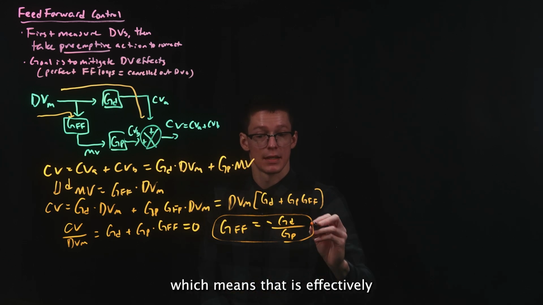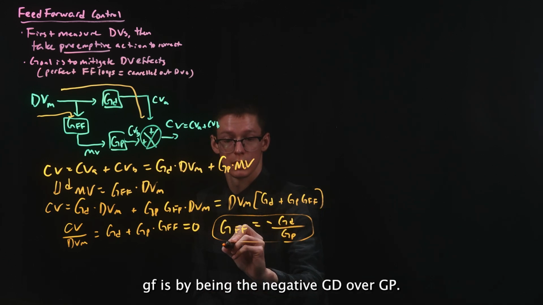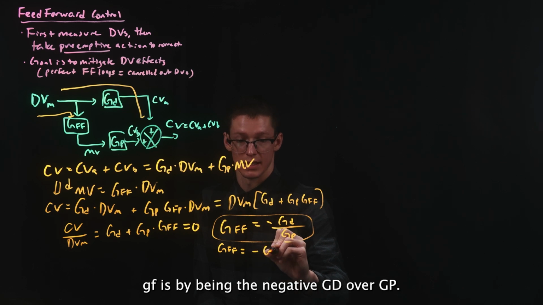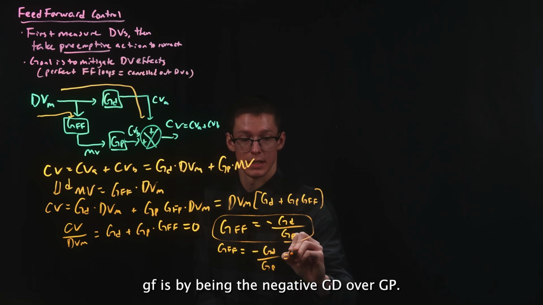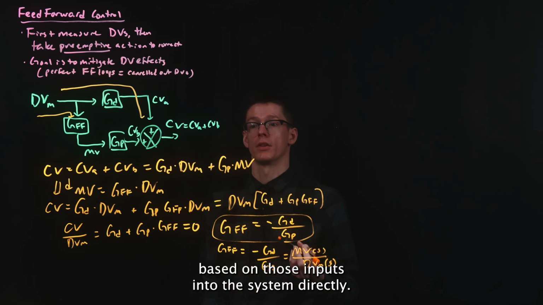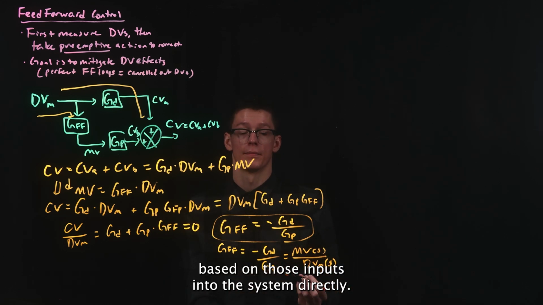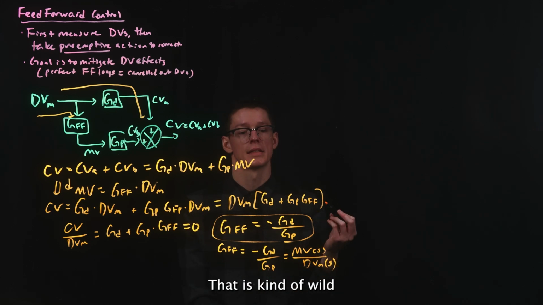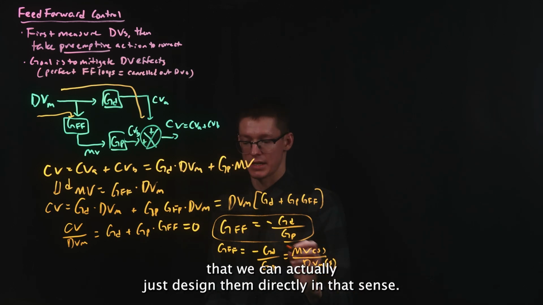Which means that GFF, by being the negative GD over GP, is my manipulated variable over my dVm, based on those inputs into the system directly. And that's pretty interesting to think about. That is kind of wild that we can actually just design them directly in that sense.